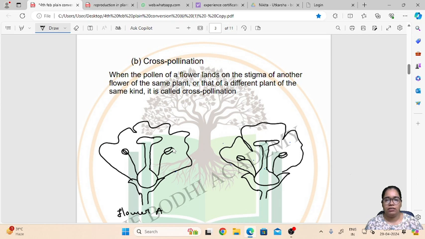Consider this as flower B. So in cross pollination, basically what happens is the pollen of a flower lands on the stigma of another flower of the same plant or that of a different plant of the same kind. So this type of pollination happens in the same kind of plants, but the pollen from one flower will settle on the stigma of another flower of the same kind.